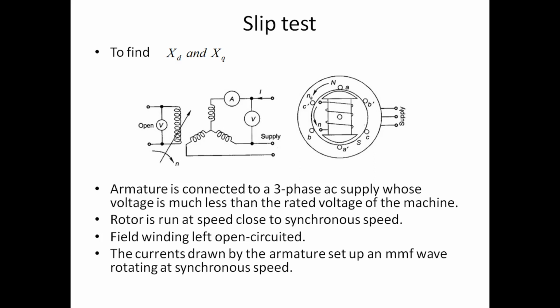Xd means direct axis reactance and Xq is quadrature axis reactance. Both represent the armature reaction in a salient pole machine. So the slip test will be conducted in the case of a salient pole machine. This arrangement will be somewhat different from the conventional usual arrangement.